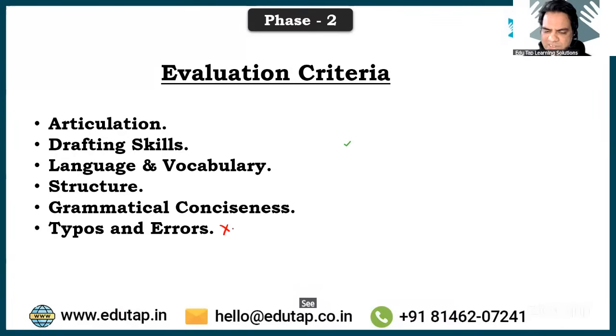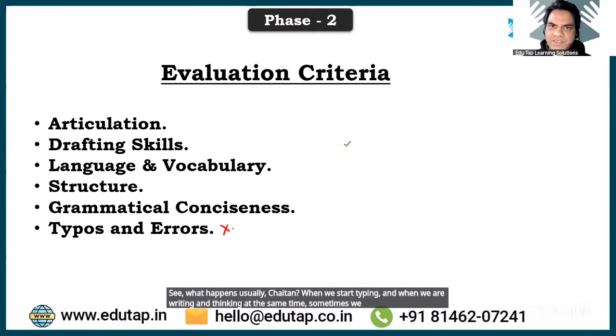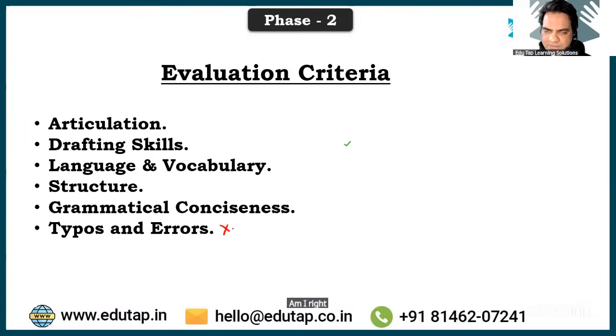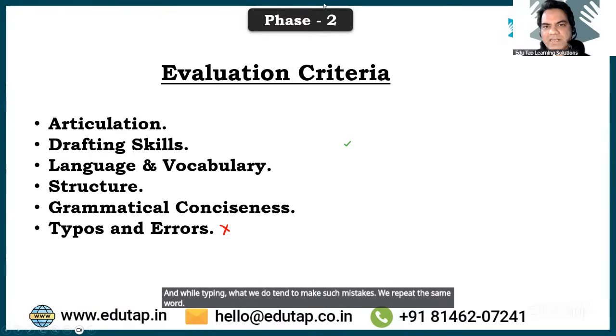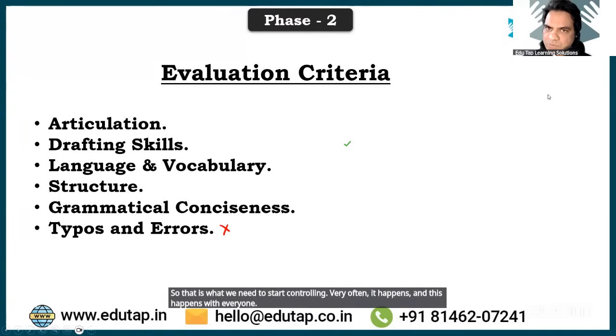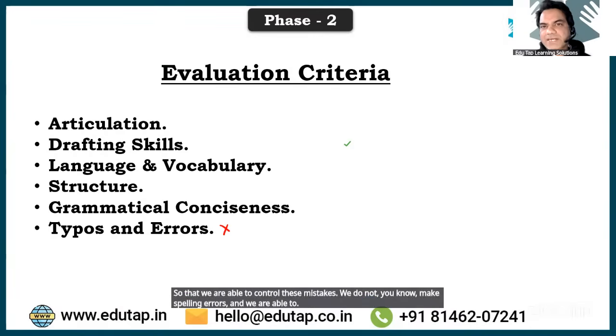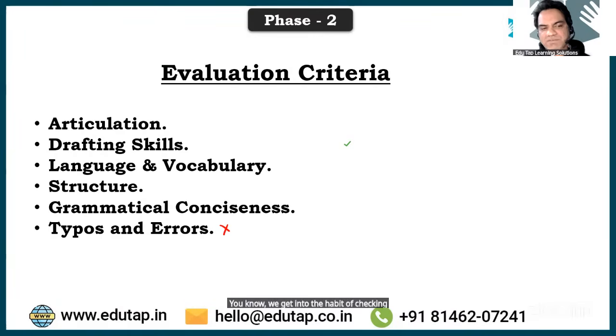See what happens usually, Chetan, when we start typing and we are writing and thinking at the same time. Sometimes we skip one word in between the sentence. Sometimes we repeat one word while writing. We do that, right? Am I right, Suraj, Priyanka? So when we are writing, typing, and thinking at the same time, we tend to make such mistakes. We repeat the same word while typing it, or we skip one word thinking we have written it. So that is what we need to start controlling. Very often it happens, and this happens with everyone. This is what we need to get into practicing every day, so that we are able to control these mistakes. We do not make spelling errors, and we get into the habit of checking and proofreading our answers before we submit them.